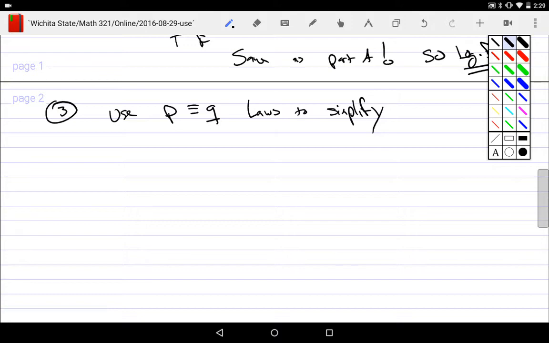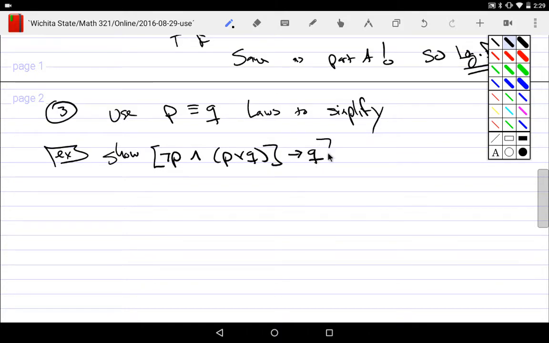So how about, let's say that we have, for example, show that (not P and (P or Q)) implies Q is logically the same as true. So basically I want to show something's a tautology.